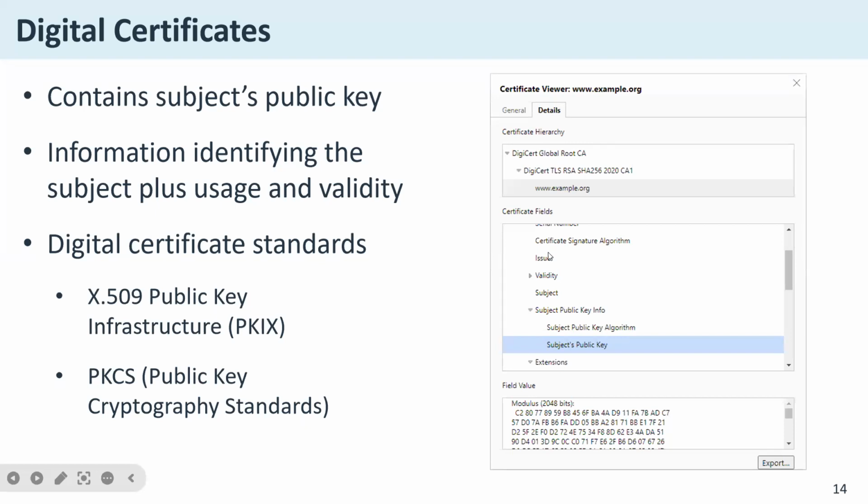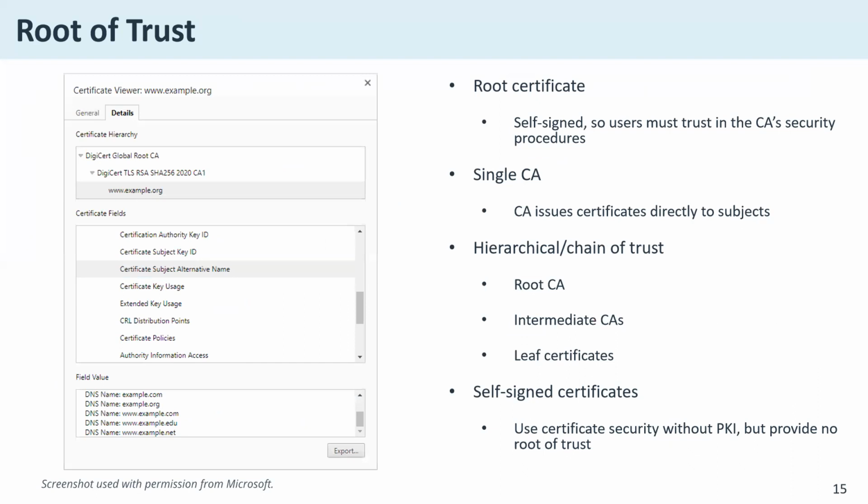Okay, so this is the example I just gave to you now. So you also have, if you go back and check, the root of trust, so you have the root certificate, whether it is self-signed, so users must trust the CA's security procedure. That's why you see some self-issued certificates at times. They don't work in most browsers. So it's good to always use certificates from trusted sources. Then you also have the certificate fields to give you all the details, then the different field names, right?